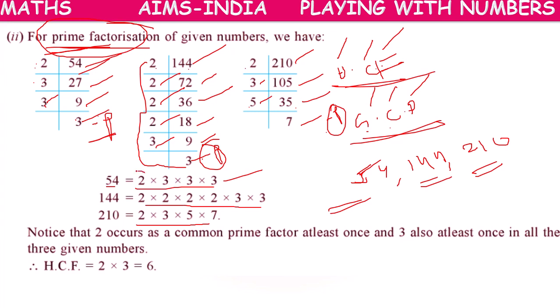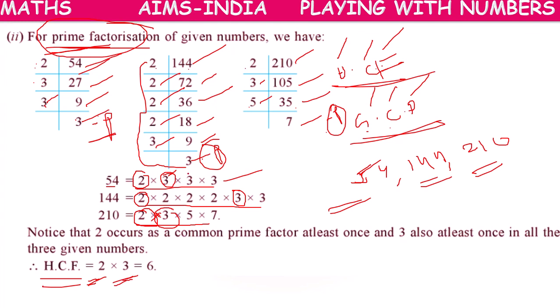So what are the common factors? 2 appeared 1 time in all of them. Commonly, 2 appeared the least number of times in the 3 numbers, only 1 time. So while calculating the HCF, we have to take 2 once. 3 appeared 1 time here, 1 time here, 1 time here. Means 3 appeared commonly 1 time. So we can take one 3.